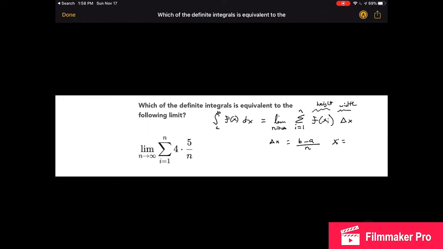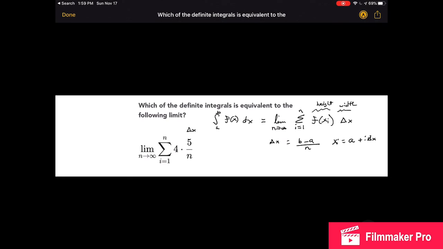So x sub i is in general a. We have to start evaluating at a, assuming a left Riemann sum, and then plus i times our delta x, so i times the width of each rectangle. Those are absolutely crucial for us to start.